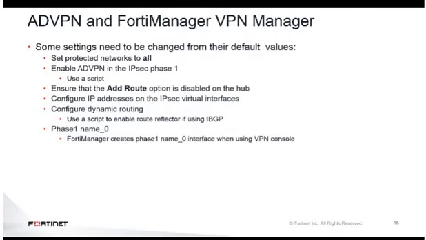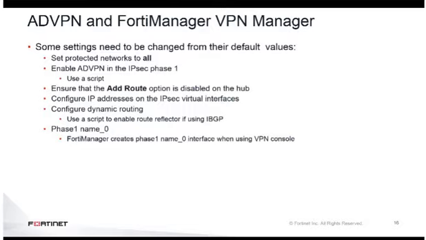If you are configuring ADVPN on FortiManager using the VPN Manager, remember the following. Set the protected networks to all. Use scripts to enable ADVPN in Phase 1. Disable the option Add Route on the hub. Configure IP addresses on the IPsec virtual interfaces. Configure dynamic routing. If you are using IBGP, use a script to enable route reflector on the hub.